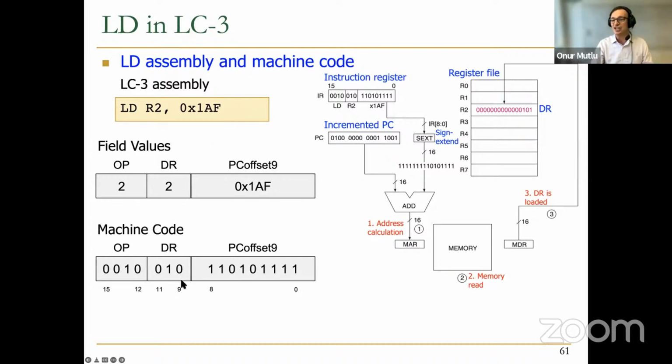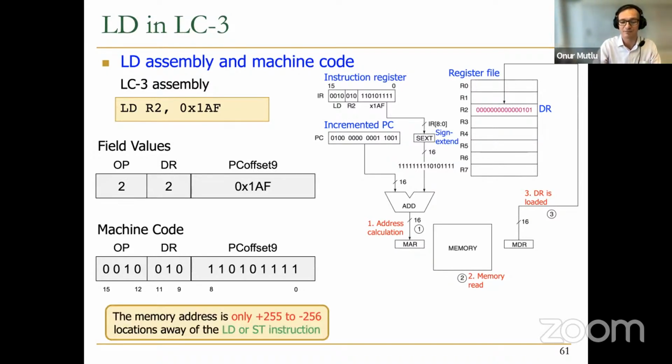So again, nothing is magic. We need to have data path components that calculate the address. We need to have data path components that enable us to read memory. We need to have data path components that enable us to get the data from the memory into the register file. And we have seen this LC3 data path. I'm just showing you parts of the LC3 data path over here.